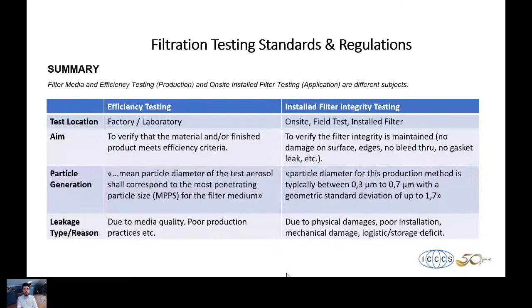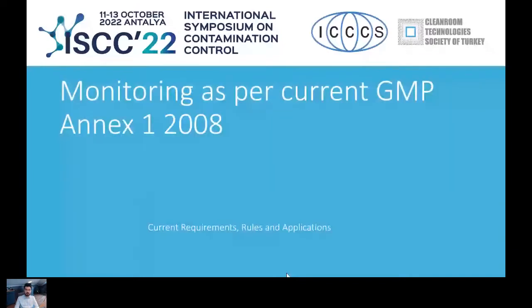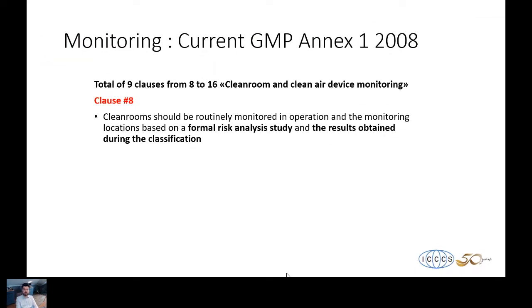So if we move into the cleanroom monitoring part, we'll be starting with the current GMP, which was published in 2008 and is still in place. We all know that in 2020 we find a draft, which I will discuss later on during this presentation, but still we are implementing the GMP Annex 1 2008 version. This version, clauses 8 to 16, talks about the clean room and clean air device monitoring. So I'm going to go through each and every clause so that we will be seeing the summary of each section and we will be adding our comments on top of it.